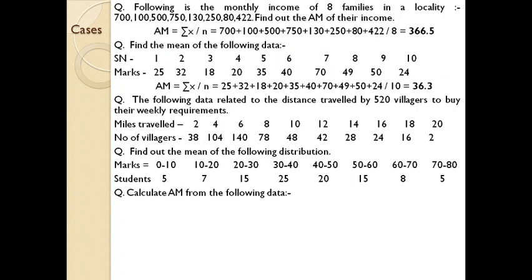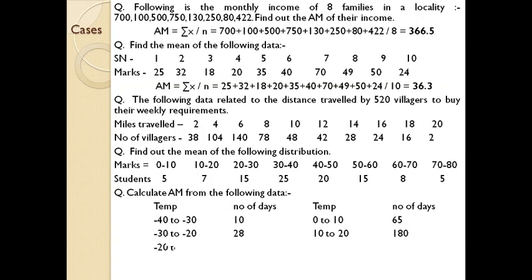Next question. Calculate arithmetic mean from the following data. Details regarding temperature and the number of days are given. Sometimes you may come across a question where an actual event might be given. Here, a temperature range during a certain period is given, and the area is not mentioned. It is -40 to -30 for 10 days, and likewise -30 to -20 for 28 days.